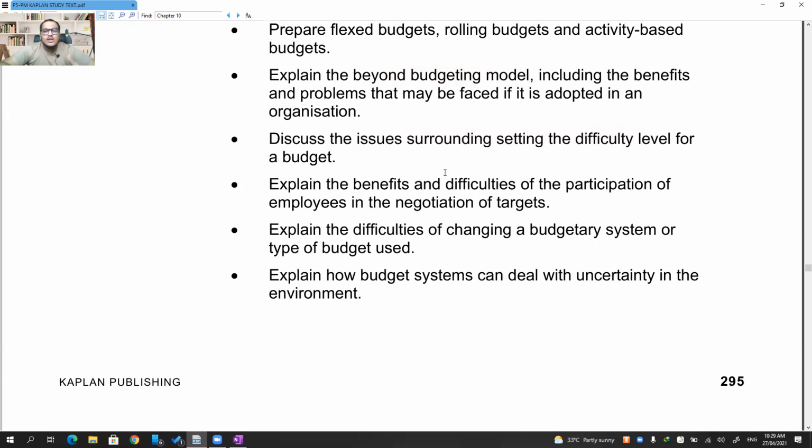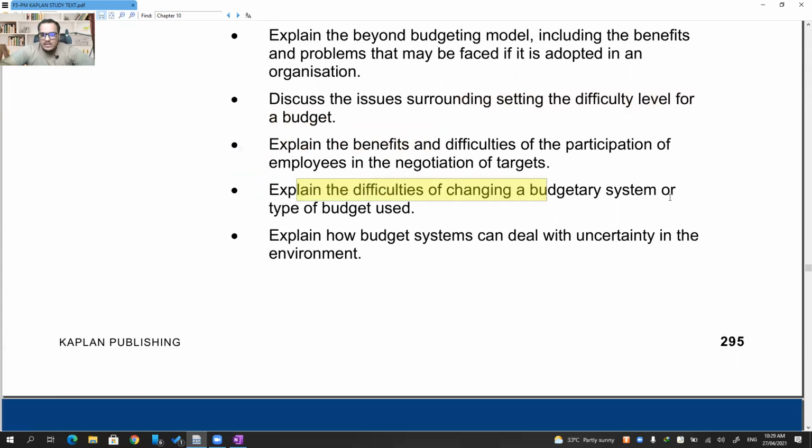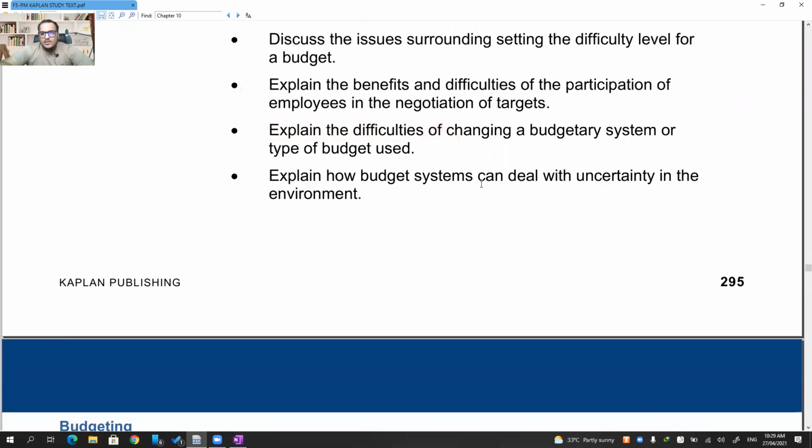And then issues surrounding setting the difficulty level of a budget, which we already discussed in the first chapter. If a target is set too difficult, people will get demotivated because they think, anyways we are not going to achieve that. If the target is too easy, people will become lethargic. They'll think, I can do it very easily, so I'll not bother. So you have to set a target which is competitive in nature. That's what they're going to talk about. And then changing the budgetary systems, what the issues with that are, and how budgetary systems can deal with uncertainty.